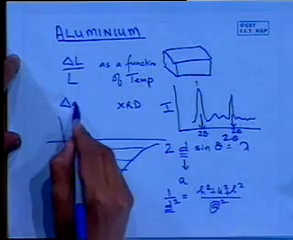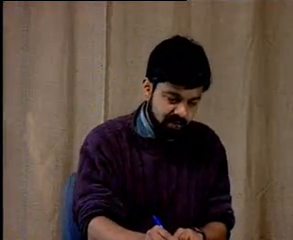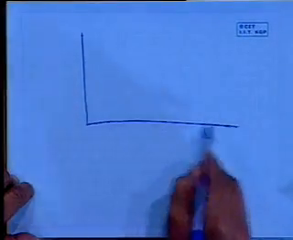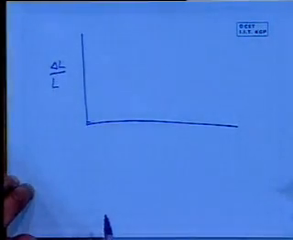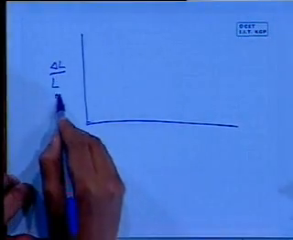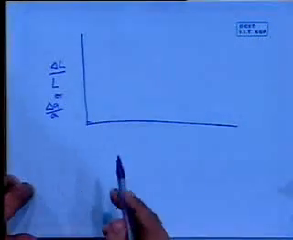So from my X-ray diffraction, I can also get delta A by A, which is the change in the lattice constant compared with my reference lattice constant at room temperature. And we can then plot these two as a function of temperature: delta L by L, which I got by macroscopic measurements, or delta A by A, which is the change in the lattice constant that I've got from X-ray.